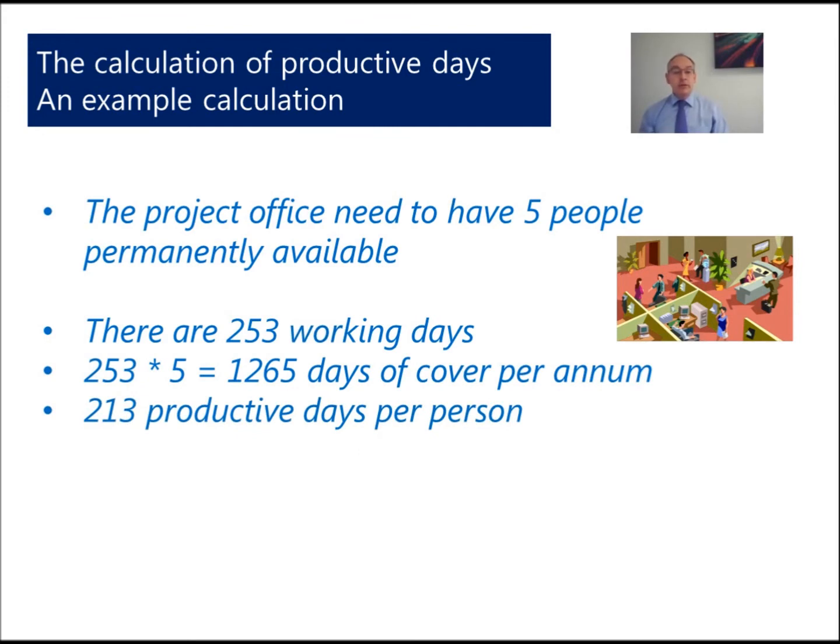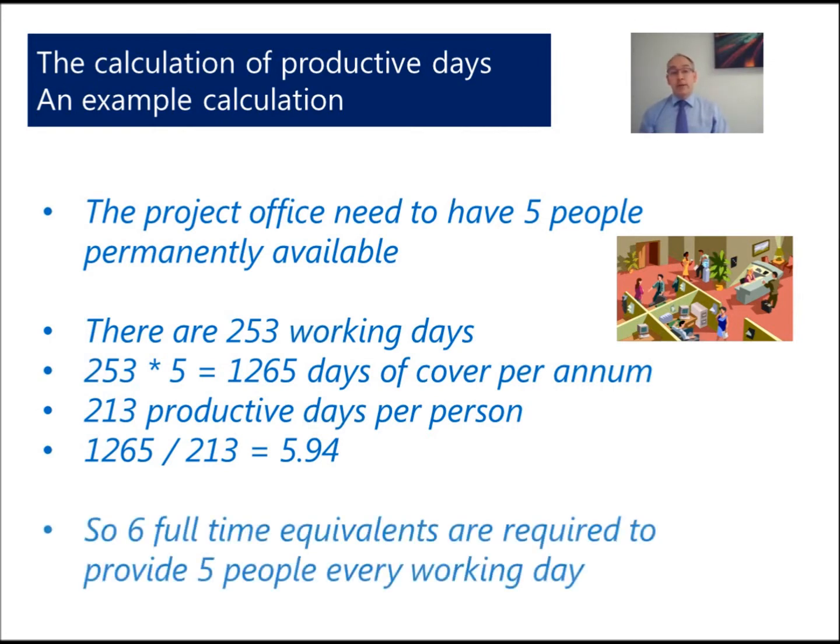Now in our calculation we saw there were 213 productive days. So we take our 1,265 and we divide it by 213 to give us 5.94. So really that's 6 people. We need 6 full-time equivalents to resource the project office so that for every working day we have 5 people.